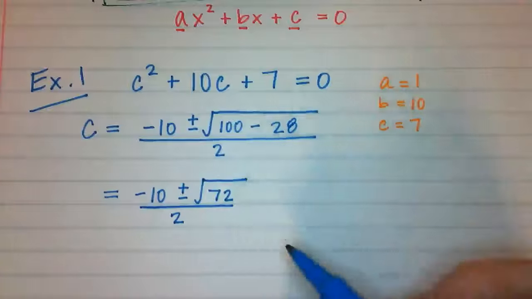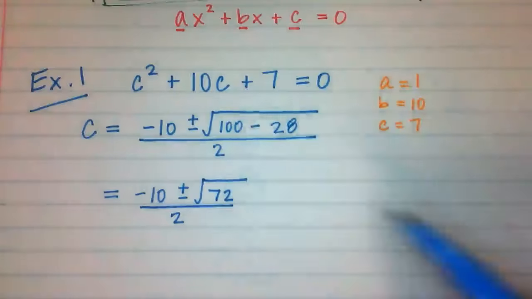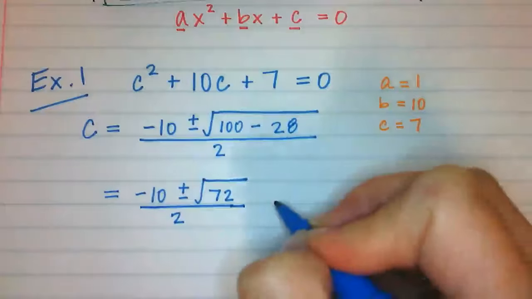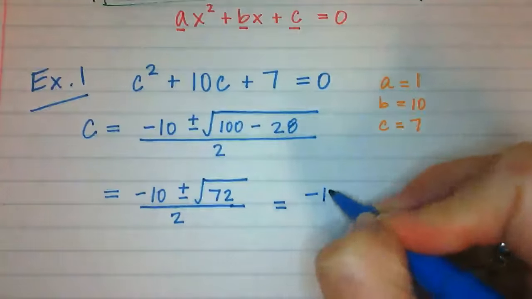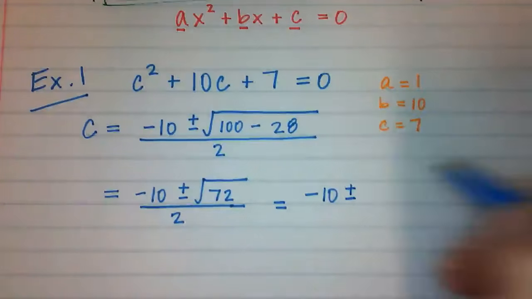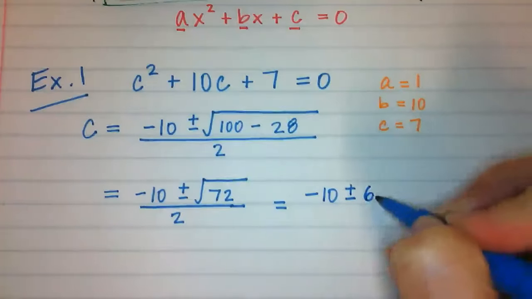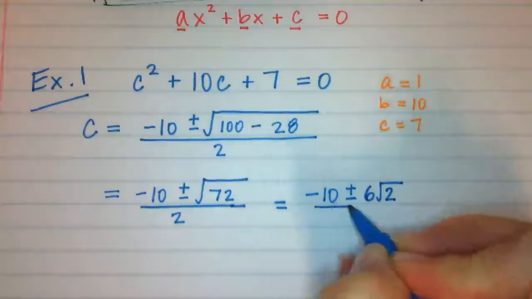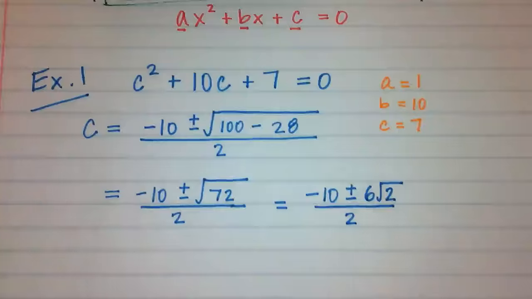I know I can simplify the square root of 72. So if you need to, go over to the side. But negative 10 plus or minus, I know 72 would be 36 times 2, and then all of that is divided by 2.